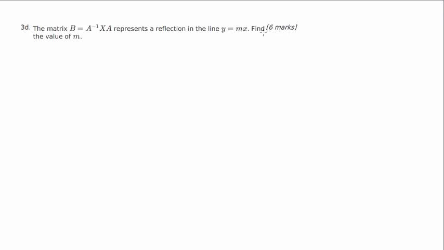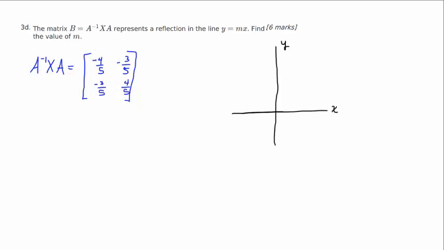equals mx. And they want you to find the value of m. So I mentioned before, part 1 had a formula for a reflection using the tangent of theta. But at the moment, I want to show you how we can actually work this out without going through their process. Number 1 is to know, so here's what this matrix A inverse XA actually works out to be. And 2, it says that this matrix B, which is equal to this, represents a reflection in the line y equals mx.